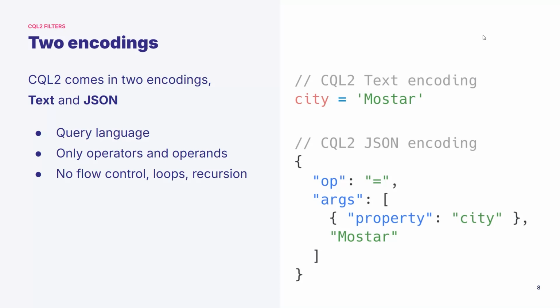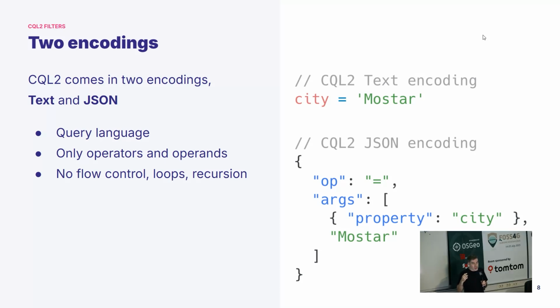So I said earlier two encodings. CQL2 is a language that has two dialects, let's call it. One of them is text. "CT equals Mostar" is an example. Very terse, very human readable. The second one is CQL2 JSON, which is, let's say, more oriented towards computers. It's a little bit harder for people to read, but it's, I would say, easier for computers.